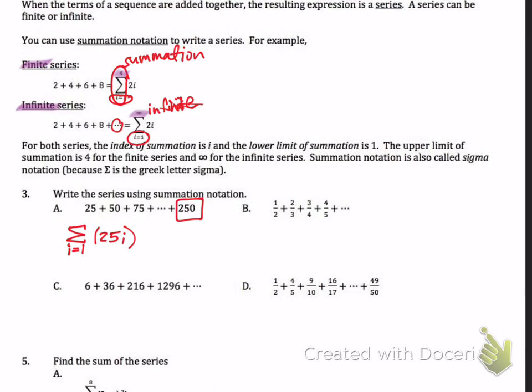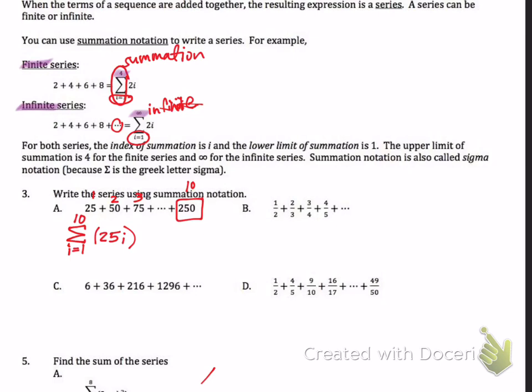So what number goes on top of the sigma? 25 times what gives me 250? 10. So I'd put 10 at the top. So it's like I'm going from 1 to 10. So when i equals 1, it's 25. 25 times 1 is 25. 25 times 2, 25 times 3, 25 times 4, 5, 6, 7, 8, 9, all the way to 25 times 10. So when I plug in a number for i, I'm getting the answer. And it stops at 10 because 250 is my biggest number.